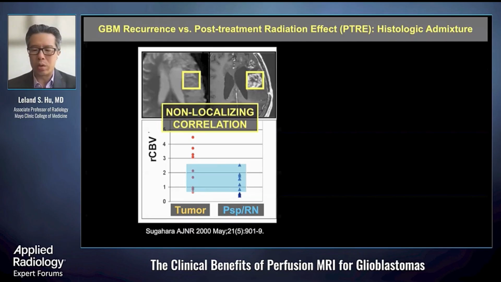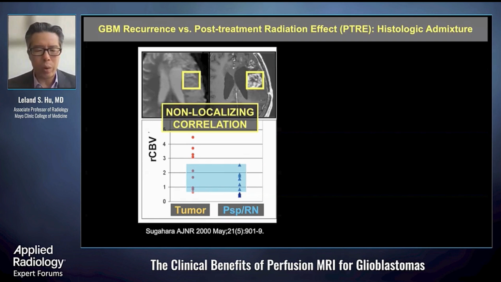And radiation necrosis is usually more of a late stage post-treatment effect that we see greater than 6 months, sometimes as many as a couple years after initial treatment. But we all generally lump them into the same category as being non-tumoral post-treatment effect.